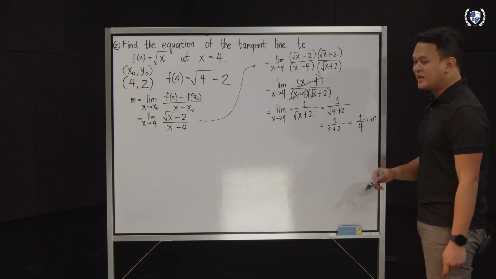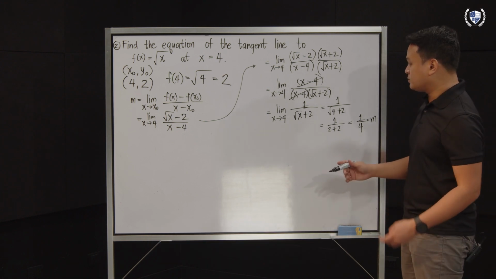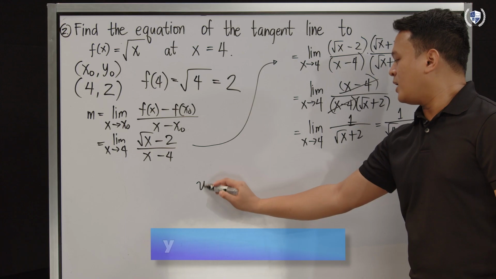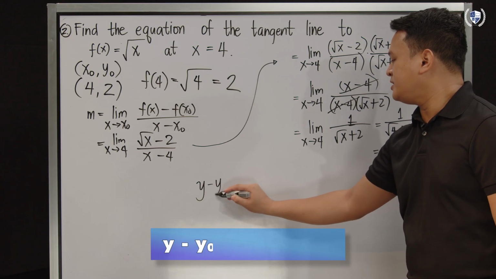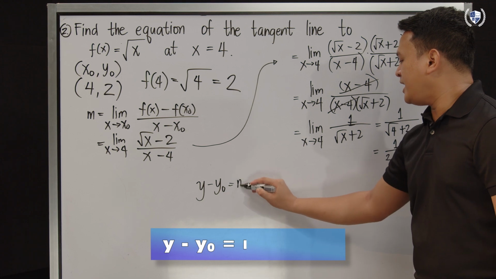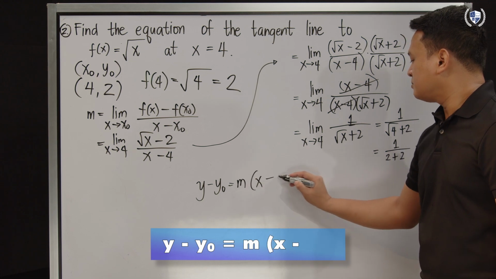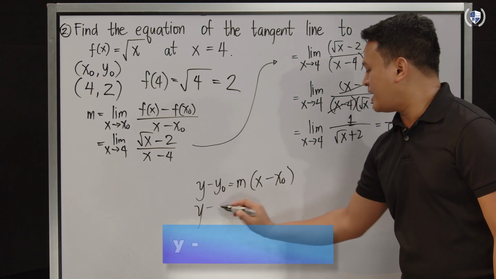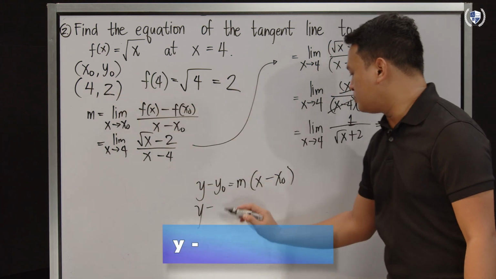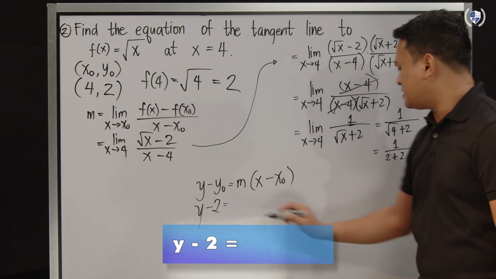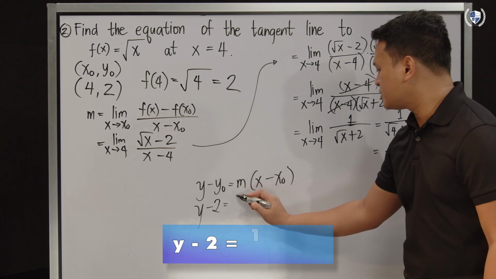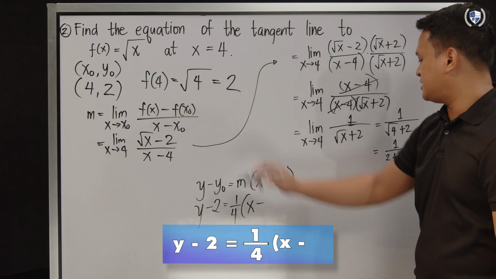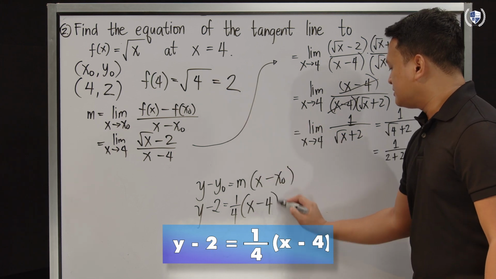So, kailangan pa nating hanapin yung totoong equation natin given by the point slope form na y minus y naught equals m times x minus x naught. Ano yung y naught natin? Yung value na nakuha natin dito, which is 2. So, palitan to ng 2 equals, our m is 1/4 times x minus, what is x naught? That's 4. There you go.